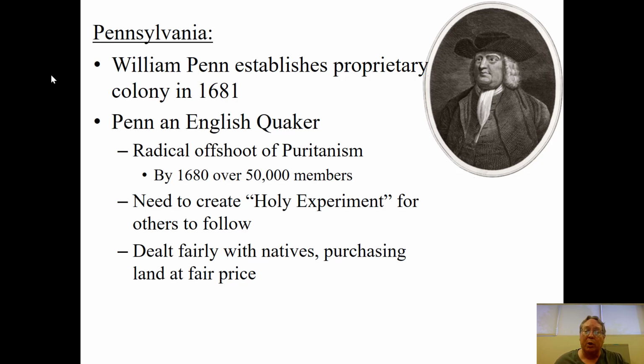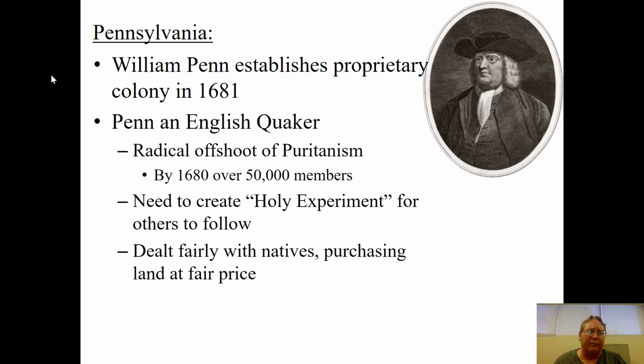John is a rich merchant. William Penn is not a noble by any stretch of the imagination, but his family is pretty well off. They're in this burgeoning trade empire that England's putting together. And William Penn's father has amassed a pretty good fortune, has become an important person in London, and has loaned a lot of money to the king.